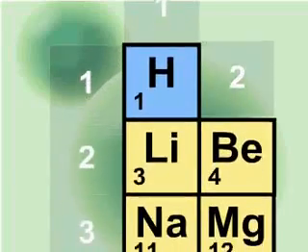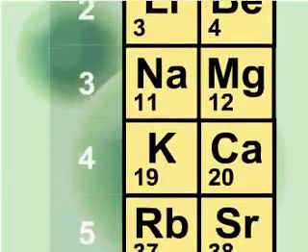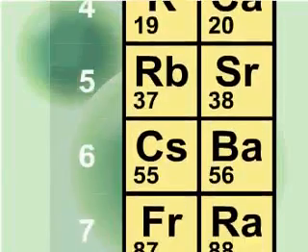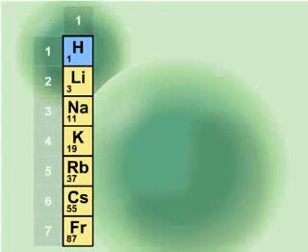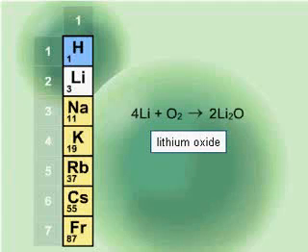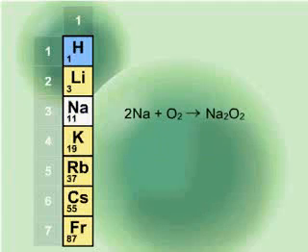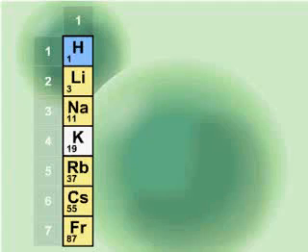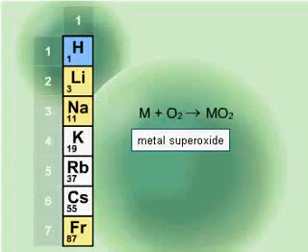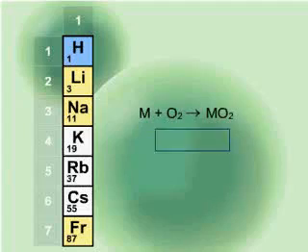Group 1 and 2 metals react with oxygen to give a variety of products, depending on which metal is used. Atmospheric oxygen reacts with lithium to give lithium oxide, Li2O, with sodium to produce the peroxide, Na2O2, while the remaining metals, potassium, rubidium and cesium, form superoxides, MO2.